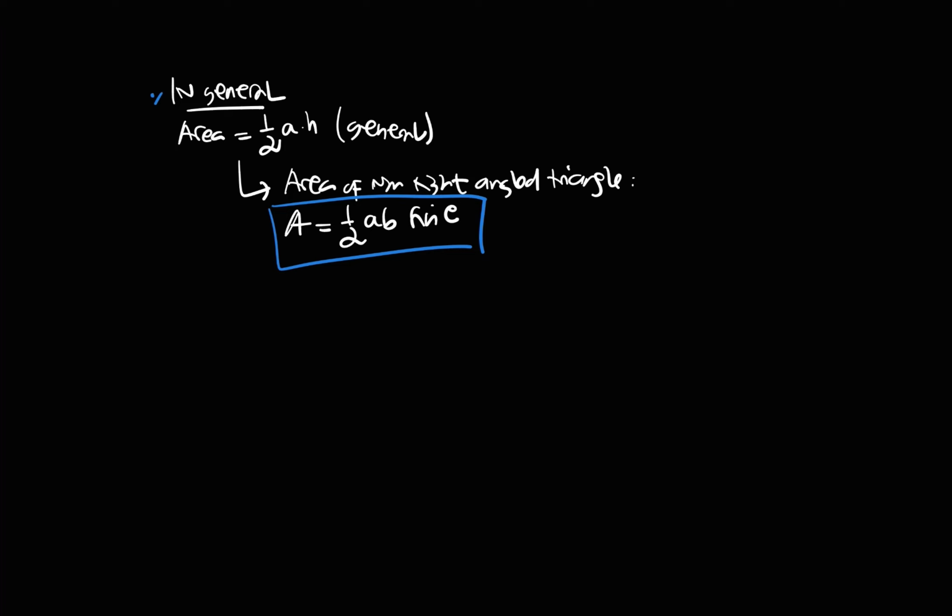We have to know that the side of the angle, if this is one of the angles, this is a part of the side. So this is the side, that's the side, and this is what we call the included angle.